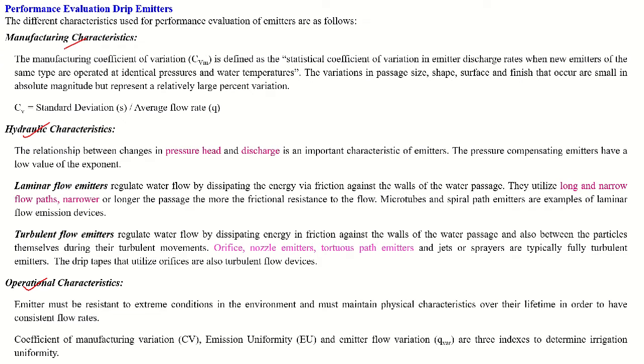The manufacturing characteristics tell us the statistical coefficient of variation in emitter discharge rate when new emitters of the same type are operated under identical pressure and at a given temperature. It means one emitter is discharging some small amount, and if you change the passage shape of another emitter, or the diameter, or increase the pressure, how will it perform, how will it give the discharge with respect to your previous one. This tells us the manufacturing characteristics.